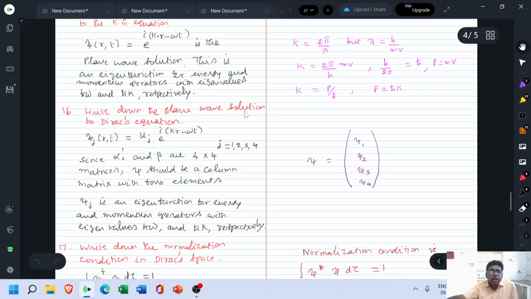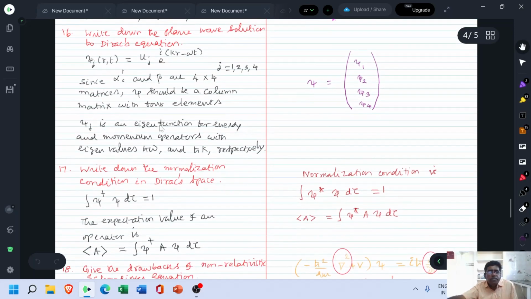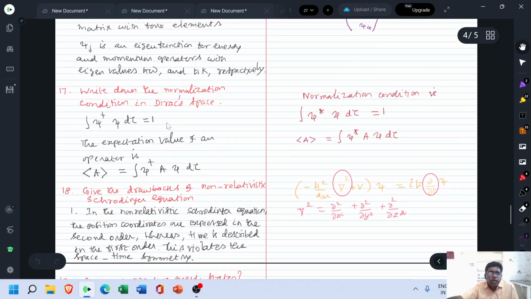Write down the planar solution to Dirac's equation. Psi j of r, t equal to u j e^(i(k·r − ωt)) is the planar solution for Dirac's equation. Here the value of j equals 1, 2, 3 and 4 because psi should be a column matrix with 4 elements, since alphas and beta are 4 by 4 in nature. Then psi j is an eigenfunction for energy and momentum operators with the eigenvalues ħω and ħk respectively. Write down the normalization condition in Dirac space.